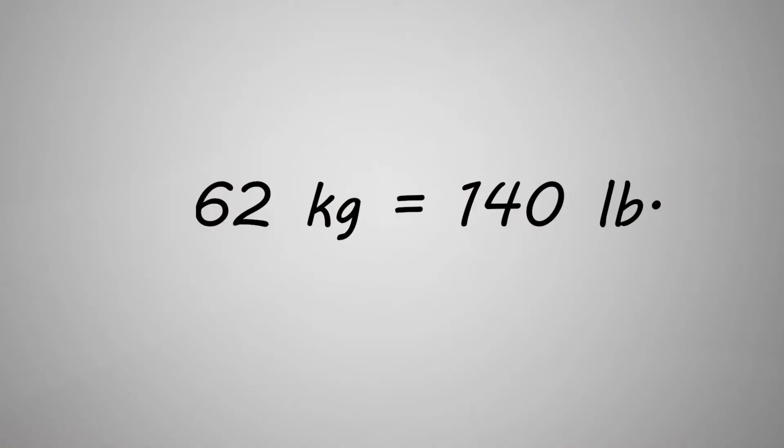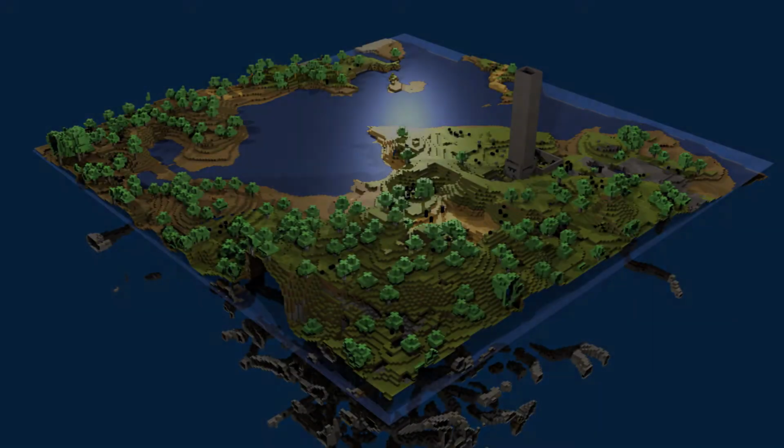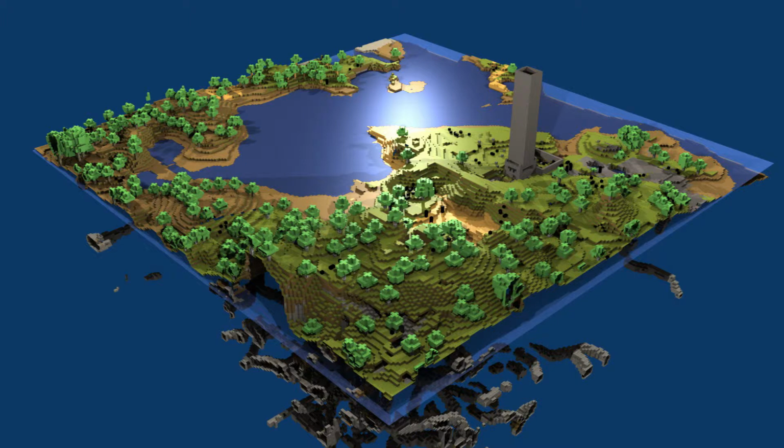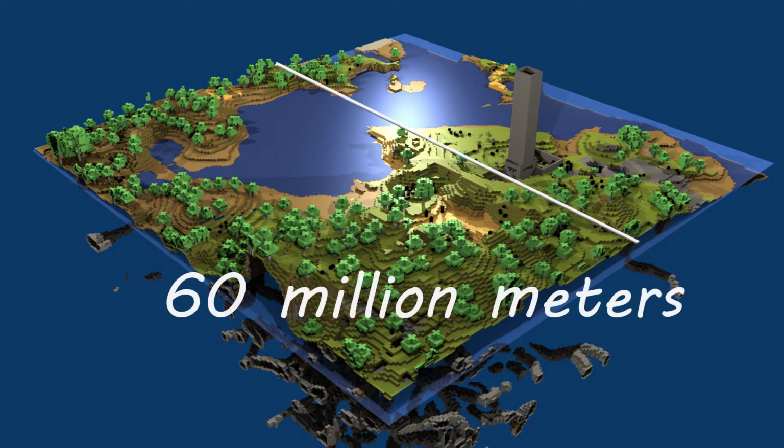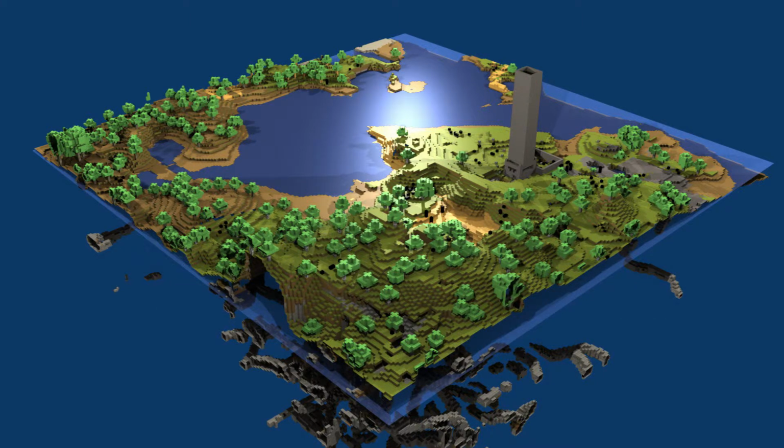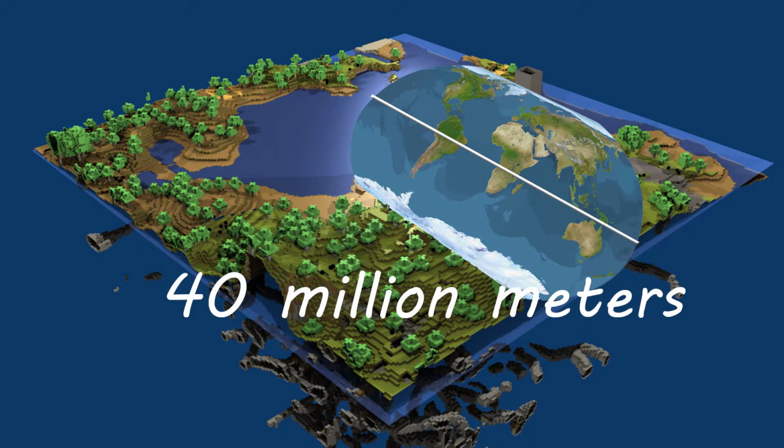Now, calculating the mass of the Minecraft world, not that easy. It's going to take a lot of calculations, but basically here's what I've found. Considering that the circumference of the Minecraft world, or from any point on one side to the other, is 60 million meters, if one block is equivalent to a meter, while the Earth's circumference is only 40 million meters, the Minecraft world, in theory, is 33% larger than the Earth that we live on.